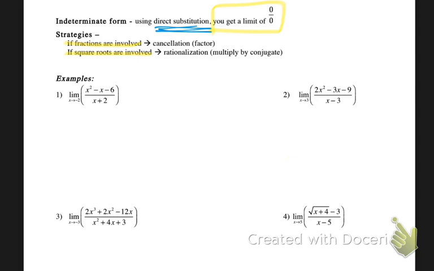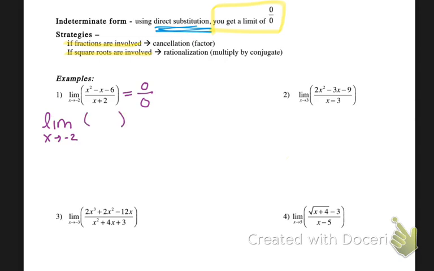So number one, you can see that we have our limit. It is a fraction, but we always want to try direct substitution first. If I plug in -2 for all of my x's, we end up getting 0 over 0. So we need to fix this problem. Let's start trying some factoring.